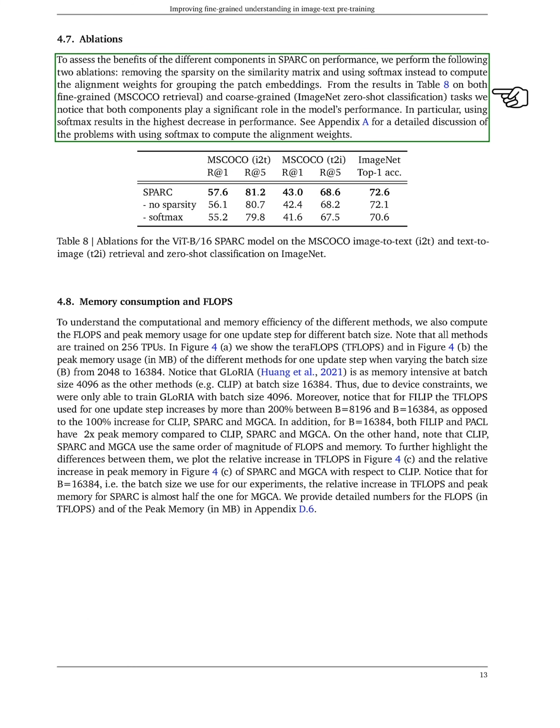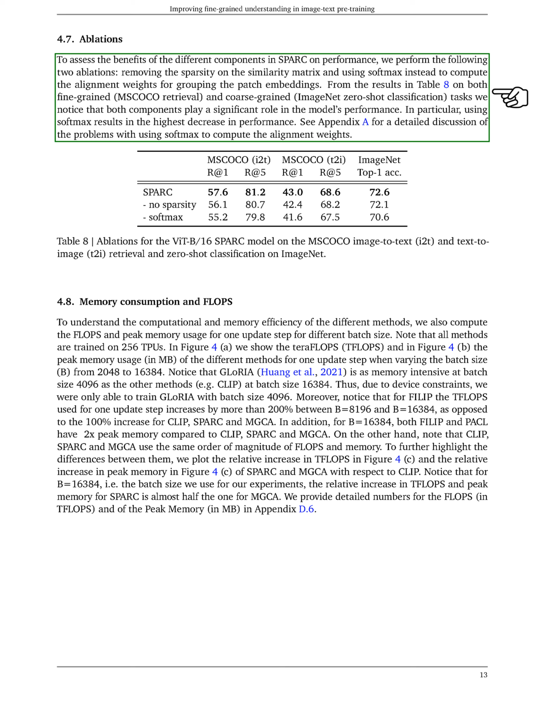To understand the benefits of the different components in Spark, we performed two ablations, removing the sparsity on the similarity matrix and using softmax instead to compute the weights for grouping the patch embeddings. We found that both components significantly impacted the model's performance, with using softmax resulting in the largest decrease in performance.